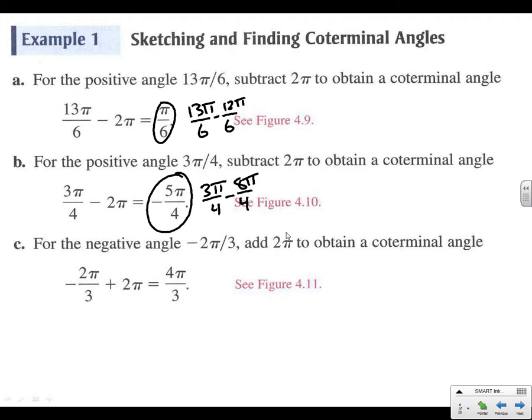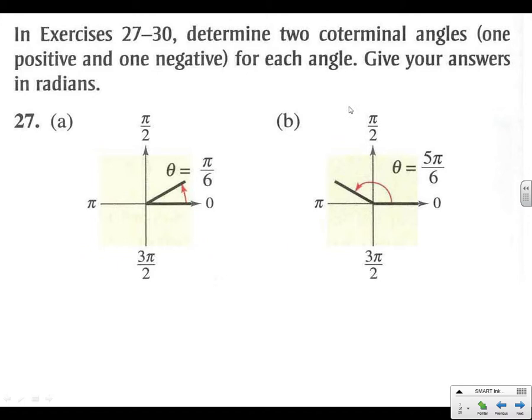And we could also do a negative angle and add 2 pi to obtain a coterminal angle. 12 we can make as 6 pi over 3 to get a common denominator. Negative 2 plus 6, positive 4. All right, so see if you can come up with the coterminal angles for these, A and B on 27.